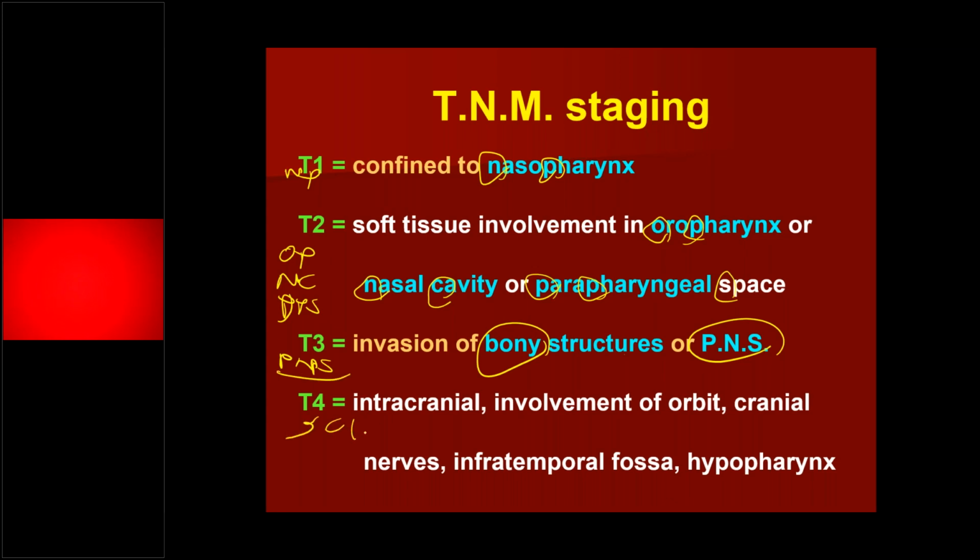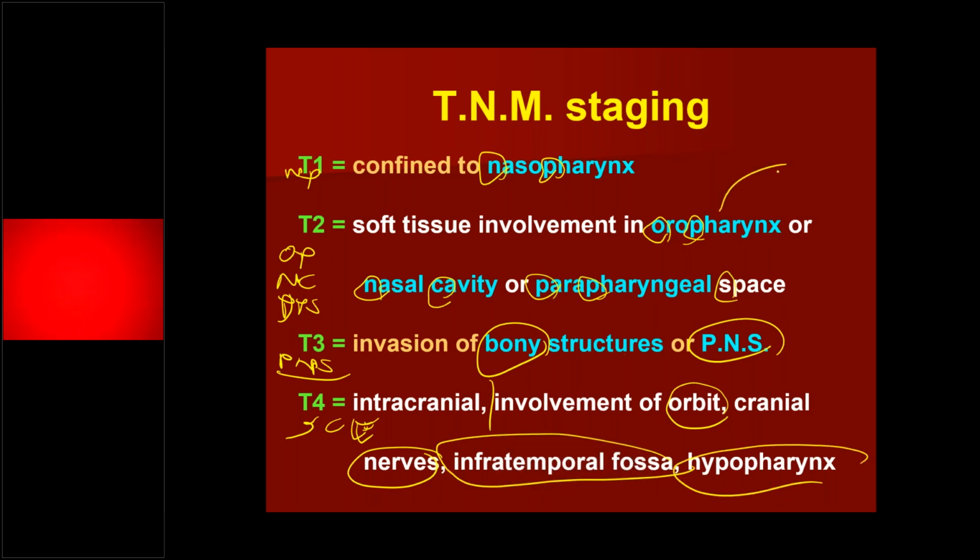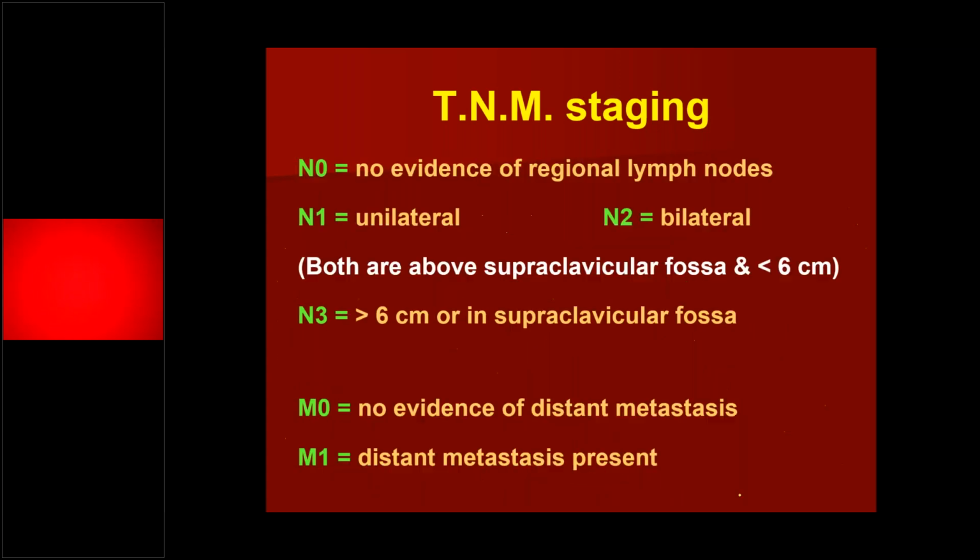T4 is intracranial extension, as I already told you, or orbit, or cranial nerves, or infratemporal fossa, or hypopharynx. The oropharynx is here, but hypopharynx is coming last like this. Hypopharynx, nerves, infratemporal fossa and orbit: all important structures are named as almost intracranial, orbit, cranial nerves, infratemporal fossa and hypopharynx. Hypopharynx is placed in the T4.